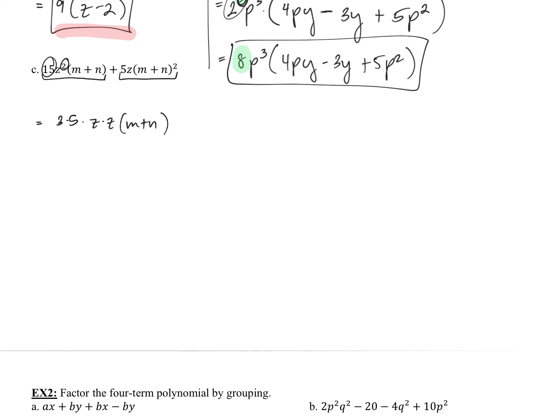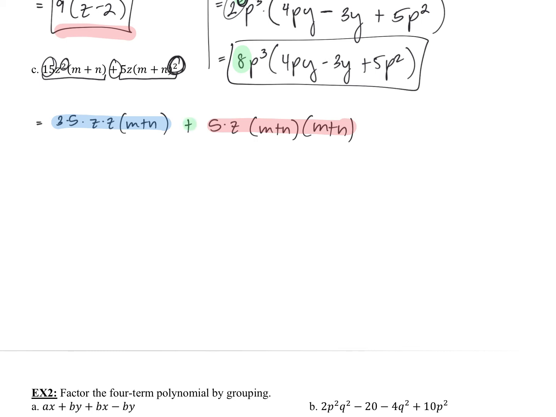That's the first term. I'll bring down that plus sign. Then we have 5 times z times (m plus n). Ooh, but there are 2 of them. Times (m plus n). So now, looking at the 2 terms, this first term and the second term, once again, terms are separated by plus or minus signs. What do they have in common?